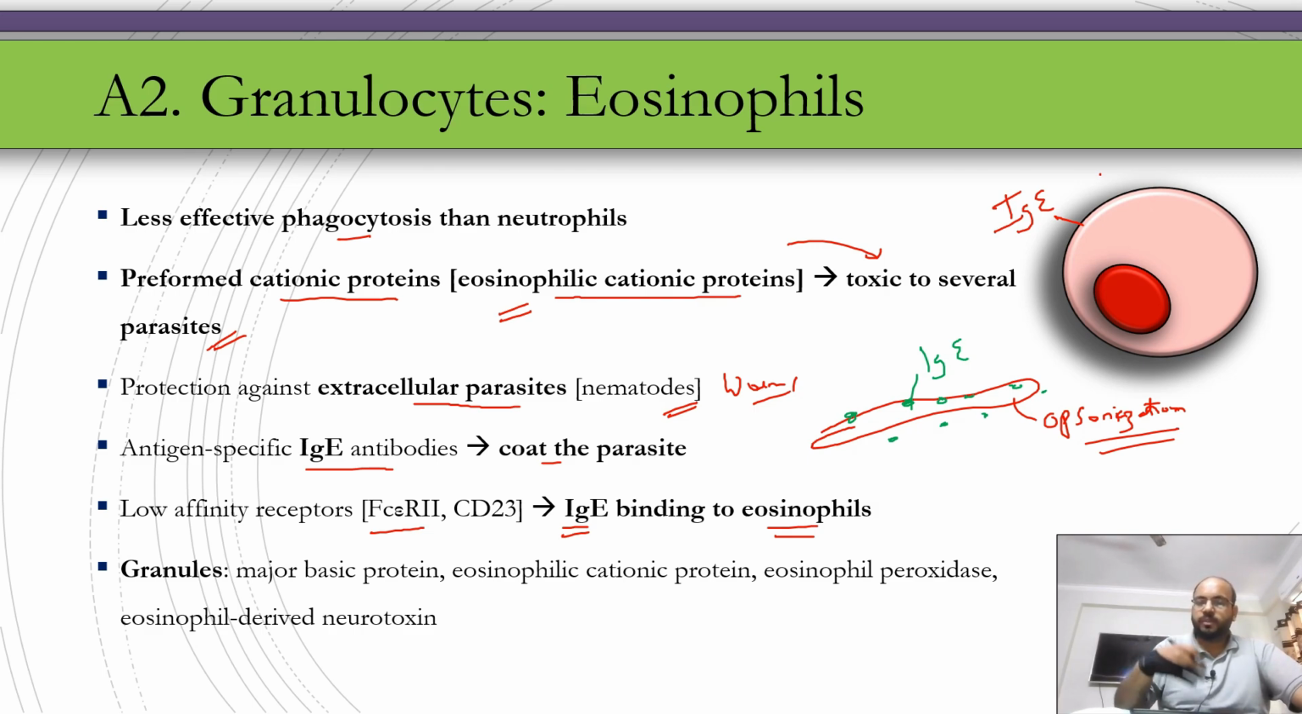So eosinophils produce IgE for binding to the coating of the parasites. And this IgE, when bound to other eosinophils, will stimulate eosinophils to release eosinophilic cationic protein. And these proteins are major basic protein, cationic proteins, eosinophil peroxidase, eosinophil-derived neurotoxin. These are all chemicals which the eosinophils will release upon stimulation. And upon stimulation, it will help to destroy the organisms, which are larger organisms. Clear? Let's move forward.